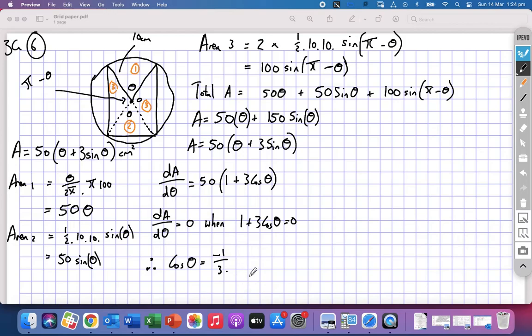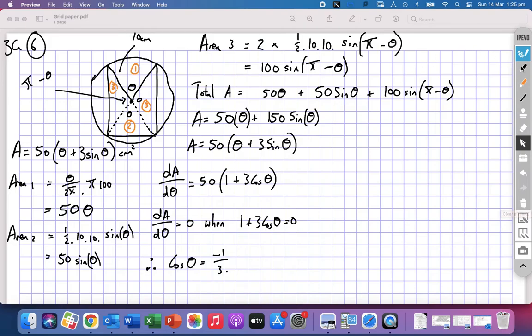Okay? How am I getting that? There's my little equation I'm working with: 1 plus 3 cos theta equals 0. Subtract 1 from both sides, and then divide by 3. And there's my minus 1 on 3. Now that's not a unit circle number, so we will need the calculator. And it will be an angle between 90 degrees and 180. How do I know that? Because cos went negative.